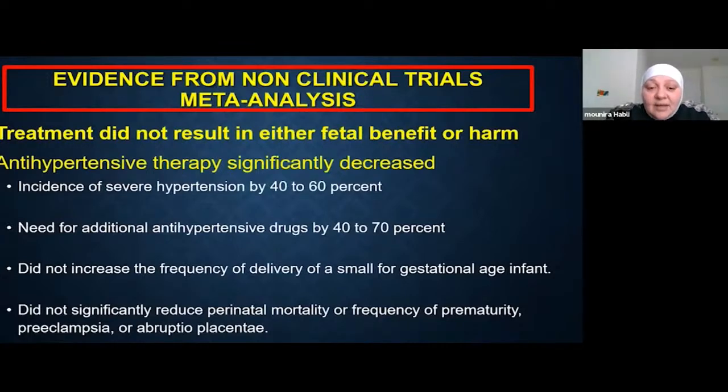From non-clinical trial data, we have the Cochrane review, a meta-analysis in 2014. It showed that treatment did not result in any fetal benefit or harm. Antihypertensive therapy only decreased the incidence of severe hypertension by 40 to 60% and the need for additional drugs by 40 to 70%, and it did not increase delivery of small for gestational age babies. It did not reduce perinatal mortality or the rate of preeclampsia or abruption, and did not decrease the rate of IUGR, preeclampsia, and other pregnancy complications.